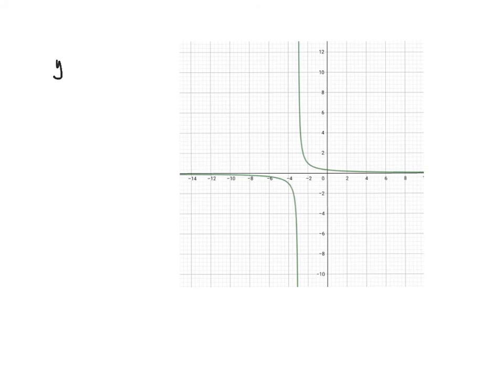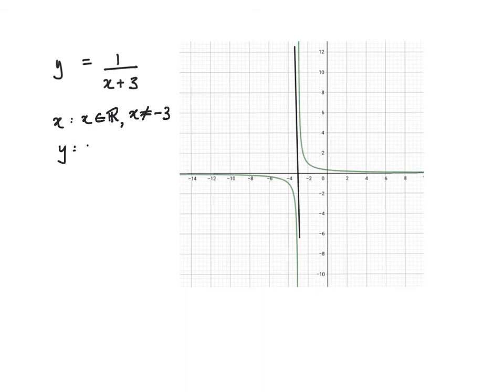Here is a diagram of the function y equals 1 over x plus 3. Now, I hope you can see from the diagram that there's a slight problem here, which is to say at x equals minus 3, the function is undefined. So we have a restriction on the domain, and in this case we would state that x is a member of the set of real numbers, but x does not equal minus 3. From the diagram, I think it's clear that there are no restrictions on the range of the function.